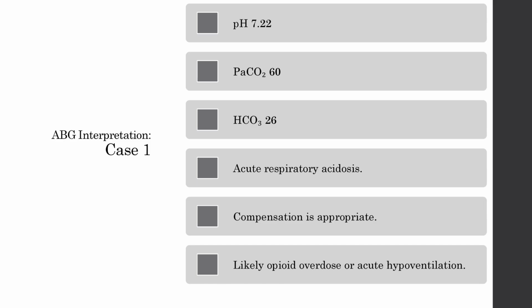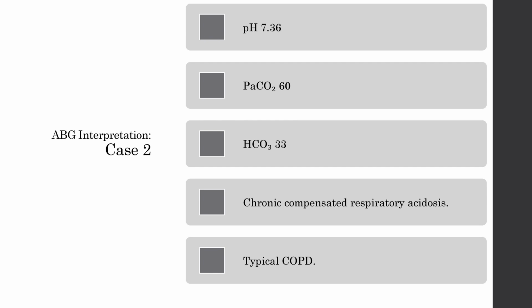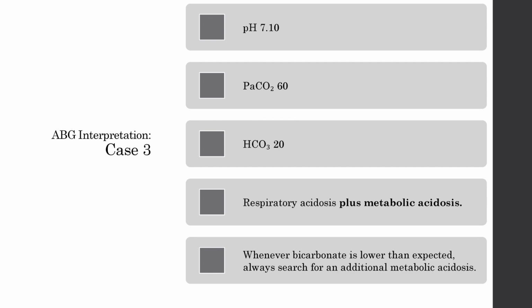Let's look at these examples. Case 1: pH 7.22, CO2 60 millimeters of mercury, HCO3 26 milliequivalent per liter. Interpretation: acute respiratory acidosis. Compensation is appropriate. Likely opioid overdose or acute hypoventilation. Case 2: pH 7.36, CO2 60 millimeters of mercury, HCO3 33 milliequivalent per liter. Interpretation: chronic compensated respiratory acidosis. Typical stable COPD patient.